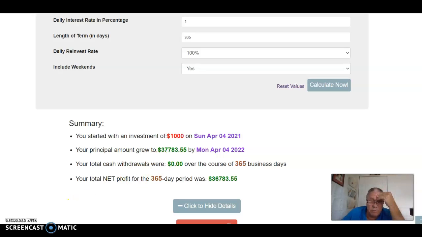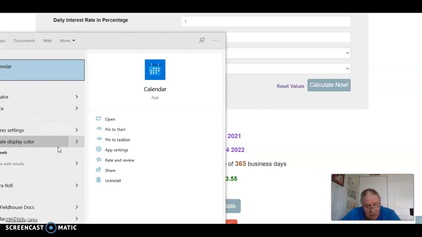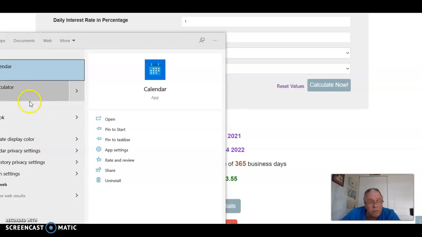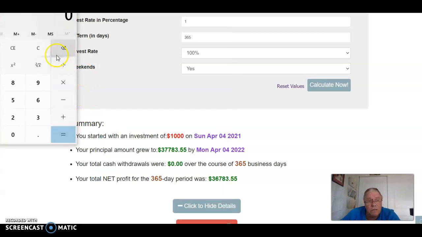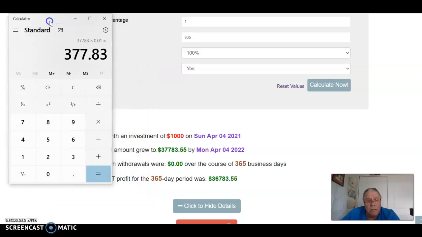In fact, let me just do something real quick. I'm going to show you something. I need to show it to you on the screen. So see if I can do this real fast and see if I can make this make sense. All right. So $37,783 times 0.01 equals $377.83.